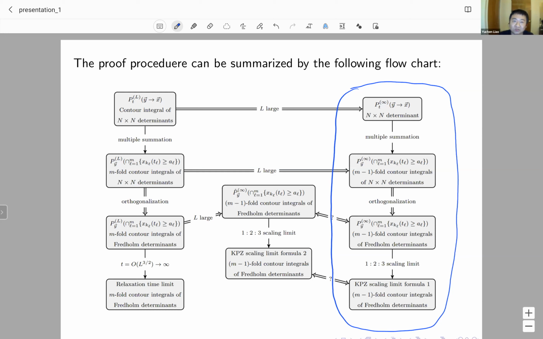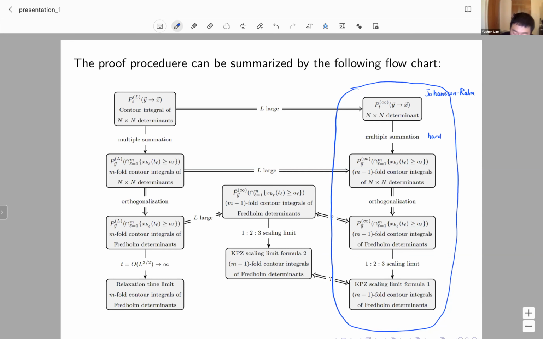This formula is due to Schütz, basically. And then one performs a multiple summation. In the one-time case, one just puts in equal time, different location. This summation is obtained using something like another method, or regarding it as some marginals of some determinantal point process. But for this multi-time case, this multiple summation part is actually hard, or not that hard, but it's done by Johansson and Rahman essentially.